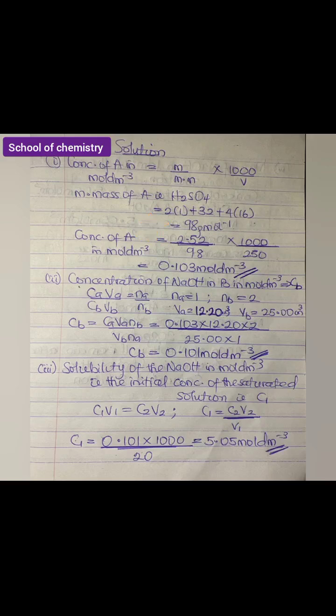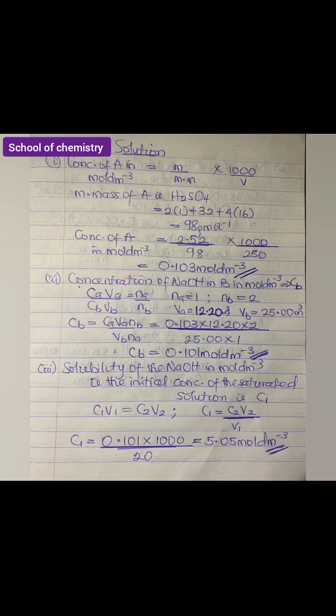So if I'm to find the conc of A in mole per dm cube, it will be 2.52 divided by 98 multiplied by 1000 divided by 250. 250 because that is the volume of A that was being prepared, 250 cm cube. So after everything, the conc of A will give me 0.103 mole per dm cube.